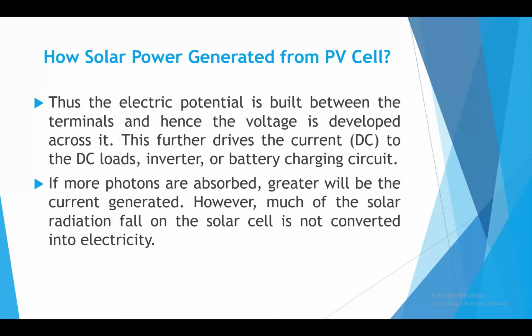If more photons are absorbed, the greater the current generated. More photons, more area of the cell, and more intensity of light mean greater current generated. However, much of the solar radiation falling on the solar cell is not converted into electricity.